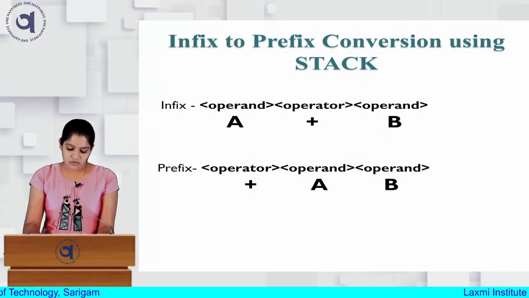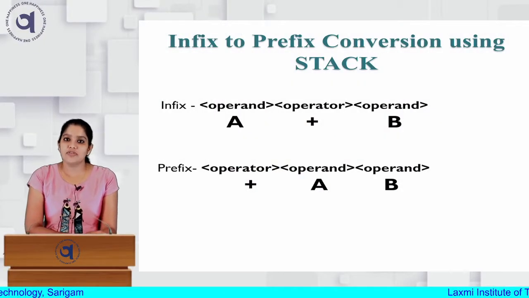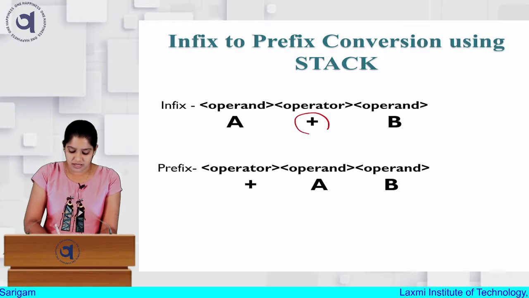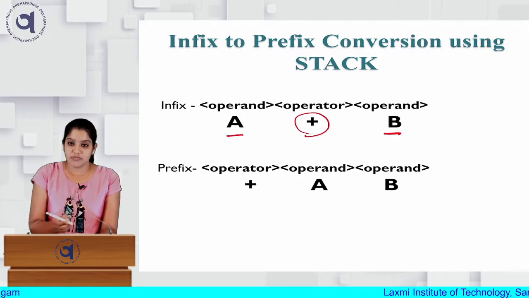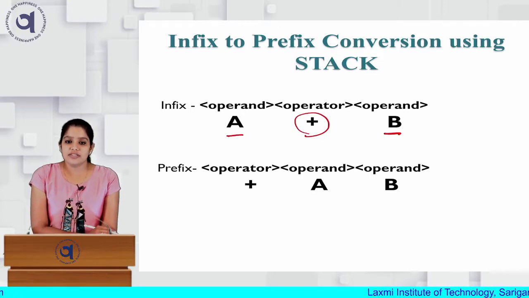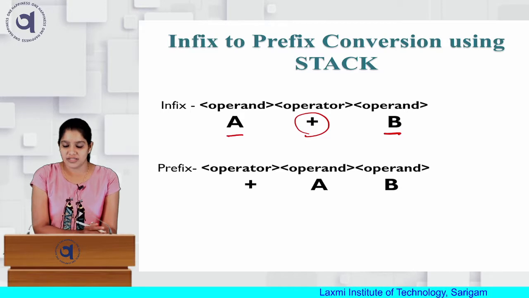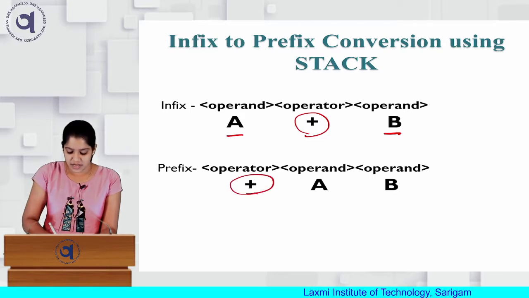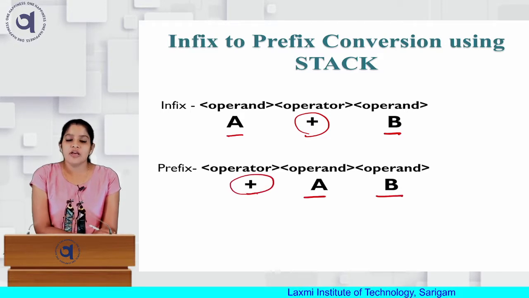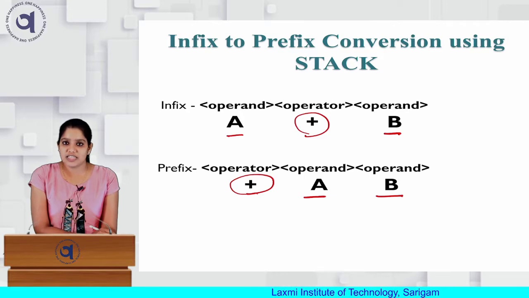So, here let me revise something. Infix expression, as you know, is where the operator is always in between two operands. So, here we have plus as an operator that is in between A and B, right. And if we consider a prefix expression, in a prefix expression the operator is always before the operands. So, here as you can see we have this plus before A and B, right. So, this is our infix and prefix expression.